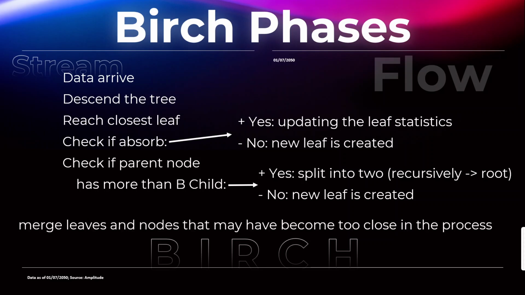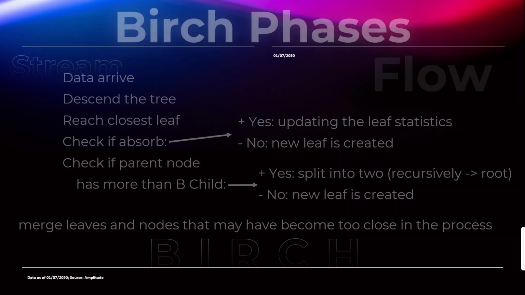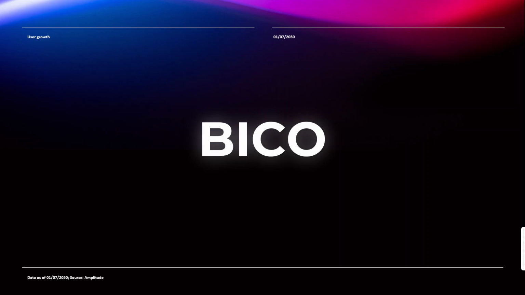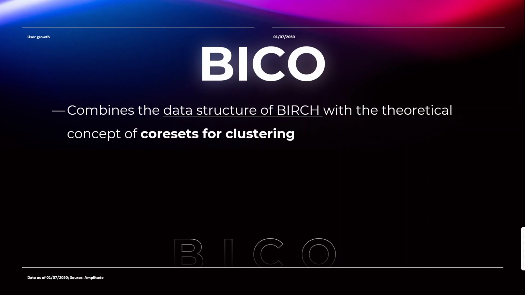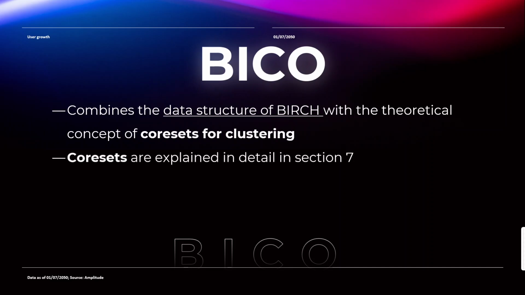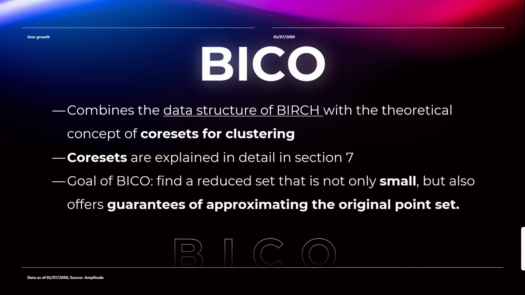Here we try to merge leaves and nodes that may become too close in the process. The BICO algorithm will combine the data structures of BIRCH with the theoretical concepts of coresets for clustering. The coresets are explained in detail in section 7. The goal of BICO is to find a reduced set that is not only small, but also offers guarantees of approximating the original point sets.